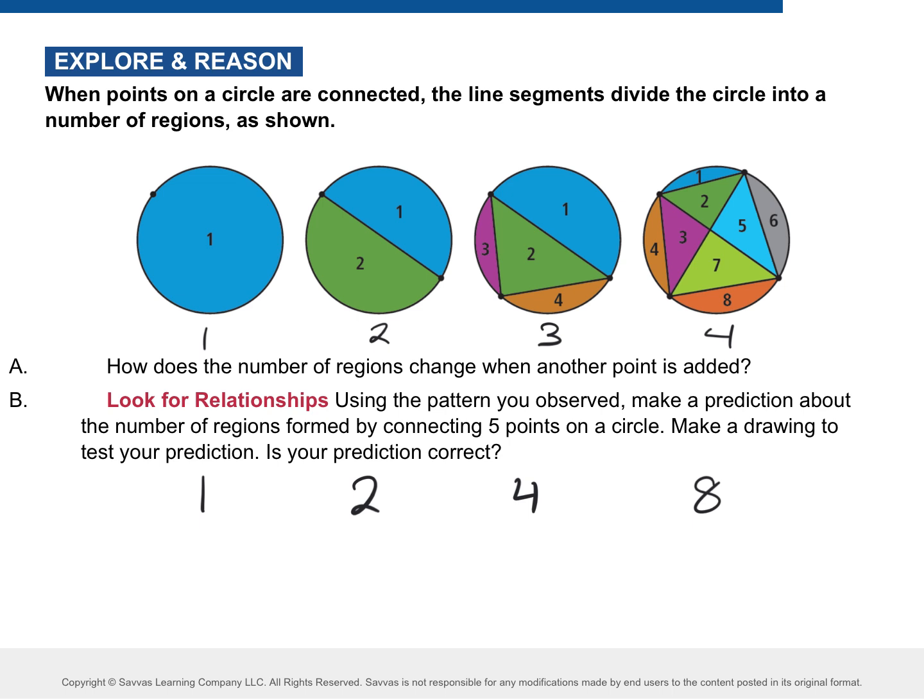It's doubling each time. So if we add another dot and we have 5, how many would we have? 16. We would have 16. Remember, this number is doubling, not the term number. What would our 6th one be? 32. 7th? The 7th would be 64. Yep.